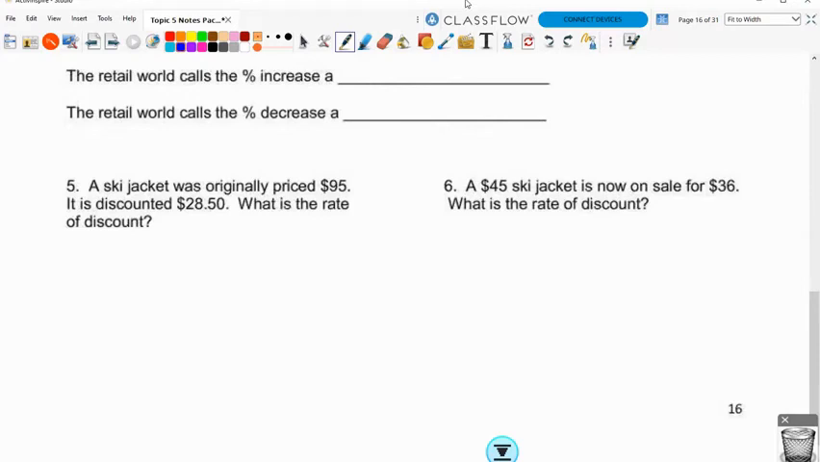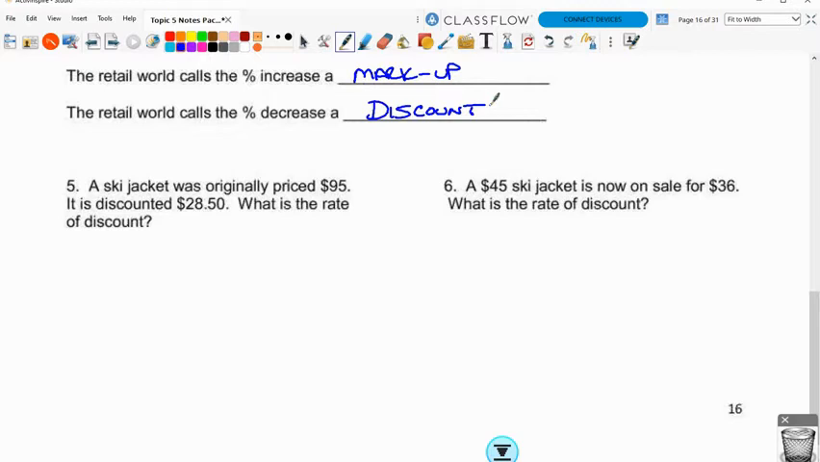All right, let's talk about the retail world. When you go shopping, the retail world calls a percent increase a markup. When the price goes up, they call that a markup. The retail world calls a percent decrease a discount. So when things are on sale, they discount the price.